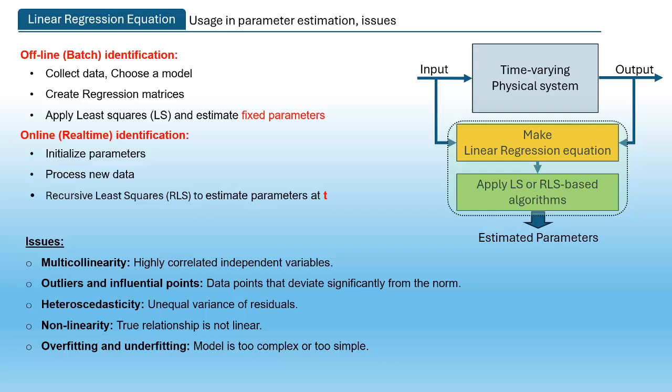The last but not the least is overfitting and underfitting. Overfitting occurs when the model is too complex and fits the training data too closely, leading to poor performance on new unseen data. Underfitting, instead, occurs when the model is too simple and fails to capture the underlying patterns in the data.